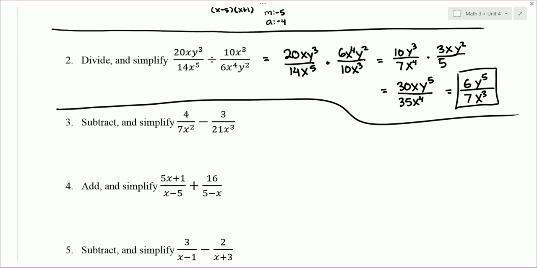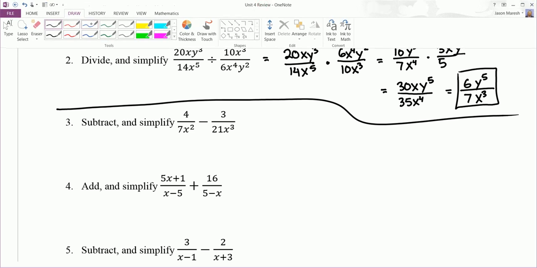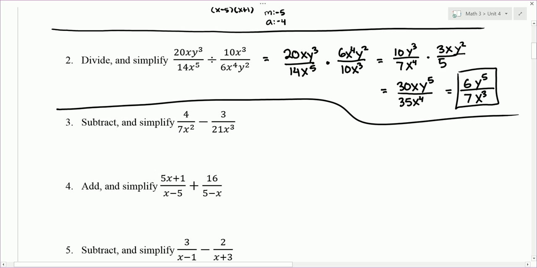Number 3, we need to subtract two fractions. When you subtract fractions, you must have a common denominator. We already have 21 and 7, so I'm going to multiply the 7 times 3, and I have to be consistent and multiply the numerator by 3 as well. I also want an x cubed, so I'm going to multiply by x, because x squared times x is x cubed.